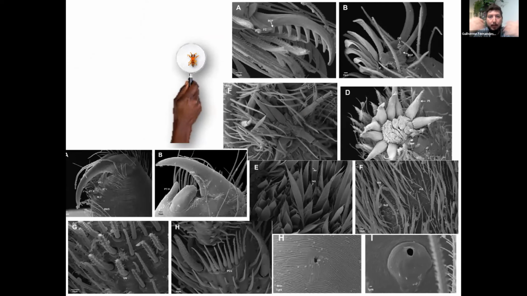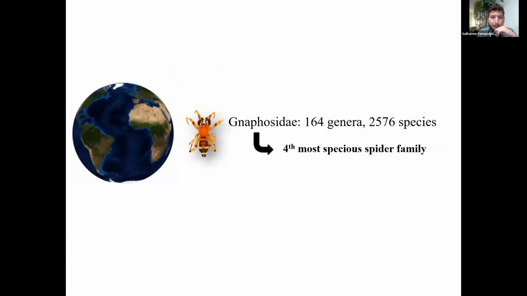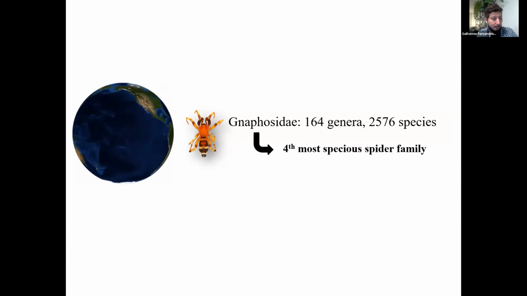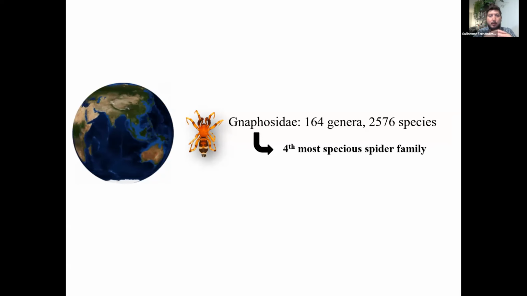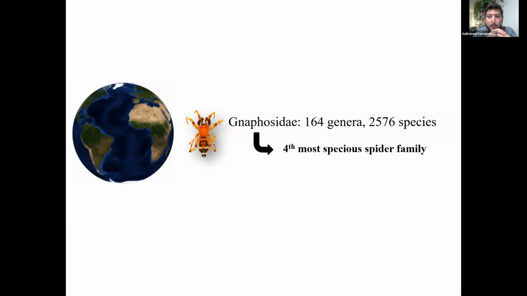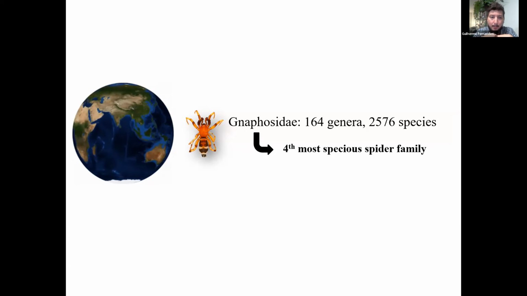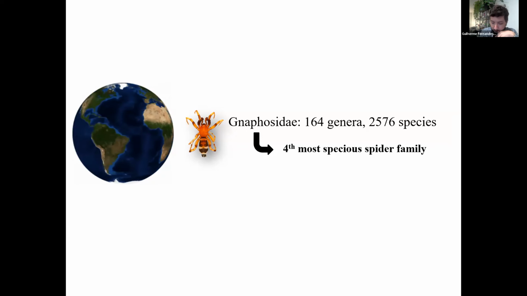And so if you look at the claws, the spinnerets, chelicerae and so on, they have a lot of interesting things that we can study and try to understand a little bit more about morphological evolution, and that reflects the taxonomical diversity, of course. So Gnaphosidae is the fourth largest spider family in species, and they are all over the globe, except for Antarctica.